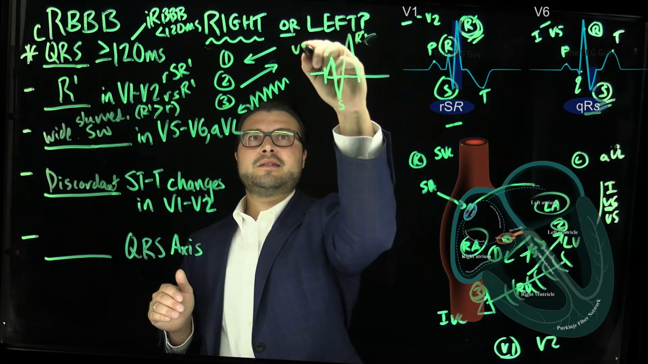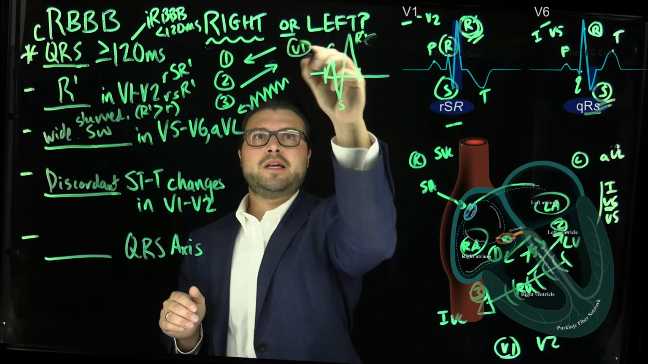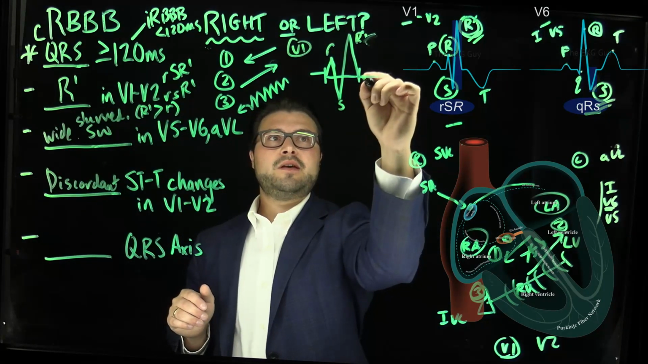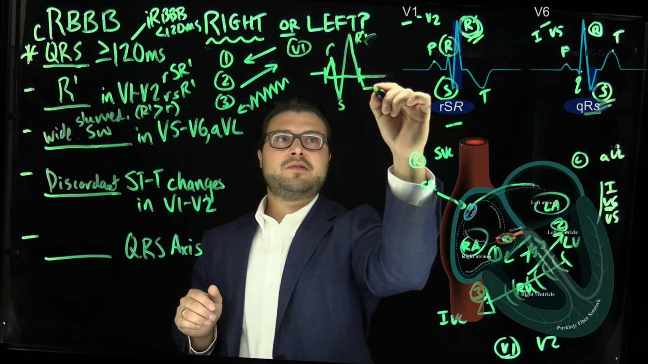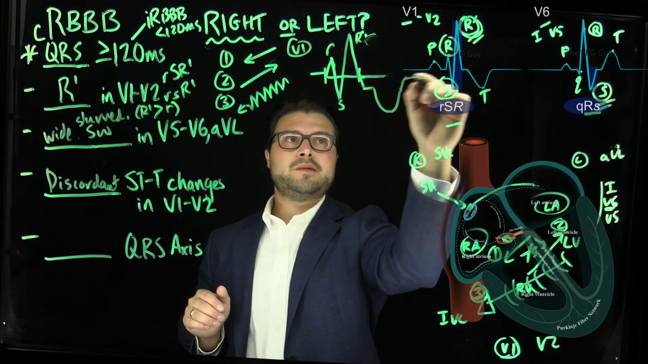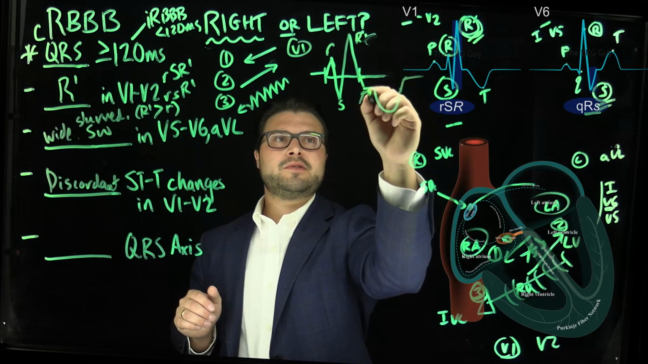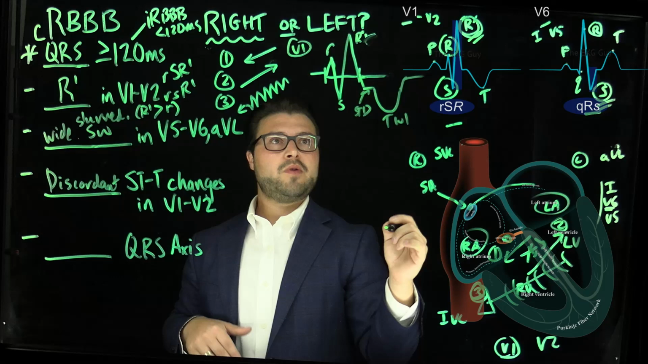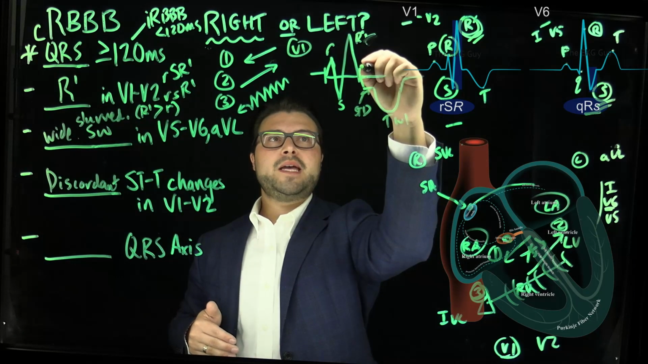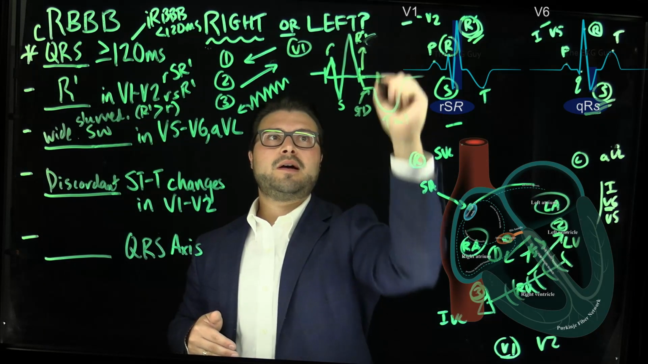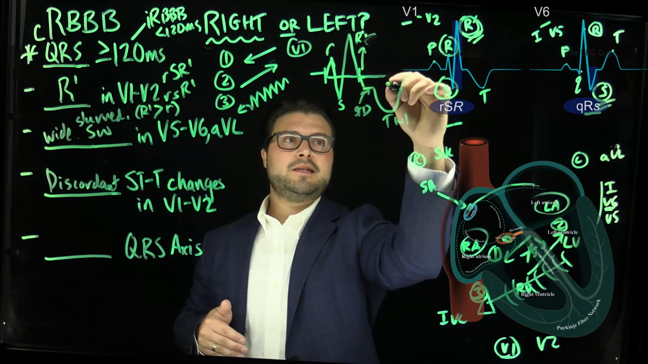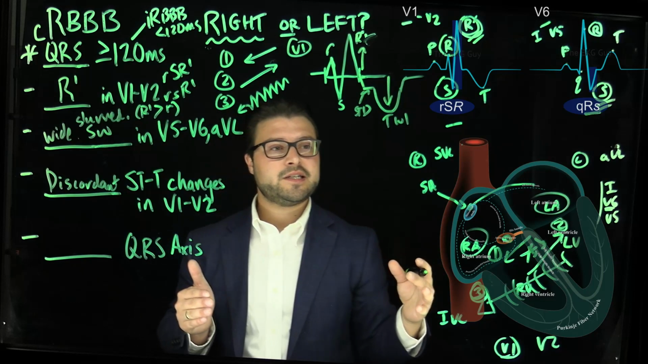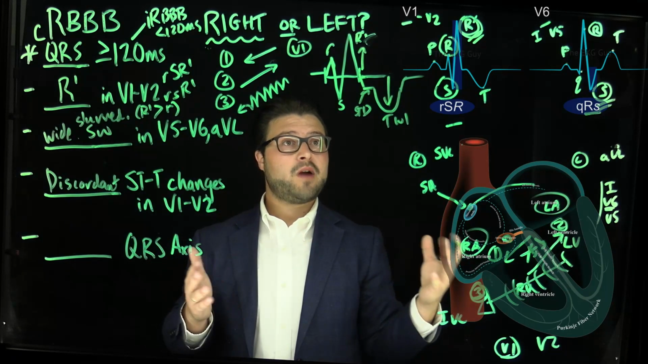Imagine this is, say, lead V1. So we're looking at V1, here's your RS, R prime, and then imagine what would happen. You start to get your dipping, so some ST depression, which would be this component at your J point, and here's some T wave inversion. This is what we call discordant changes, where your main QRS vector is positive and your terminal ST-T segment is negative, and these are expected changes in right bundle branch block.